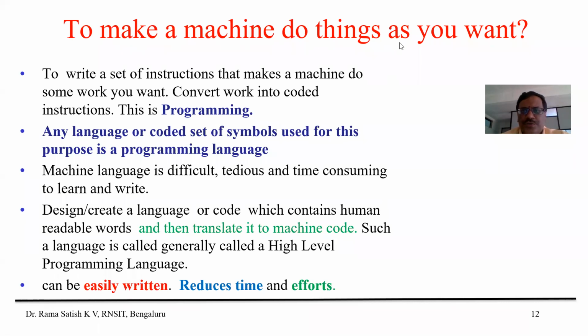To make a machine do things as you want, what you have to do is very simple. You have to write a set of commands, a set of instructions. So in the previous slide, each line is part of a program, and each line you have to execute. So a program is nothing but a collection of instructions.